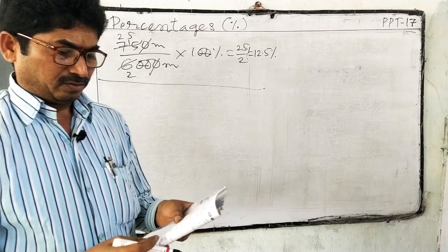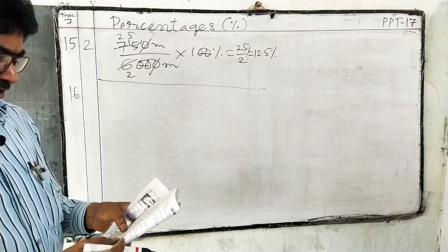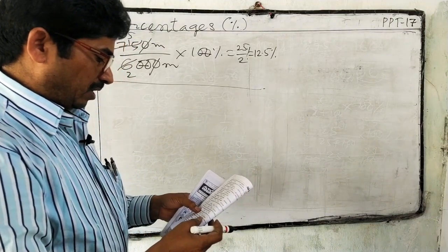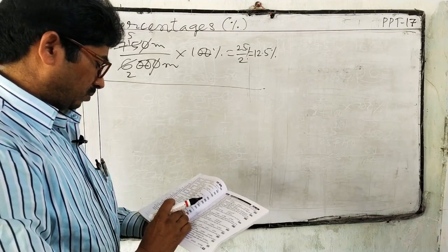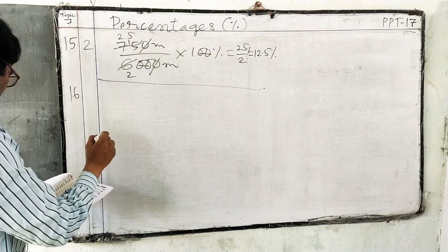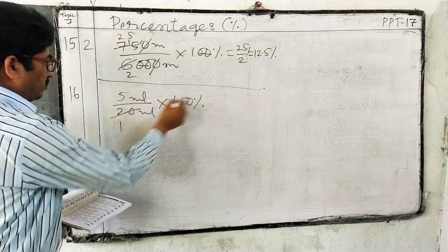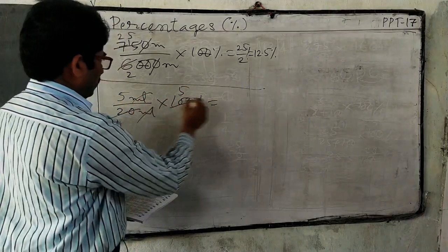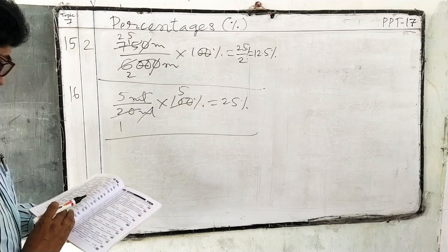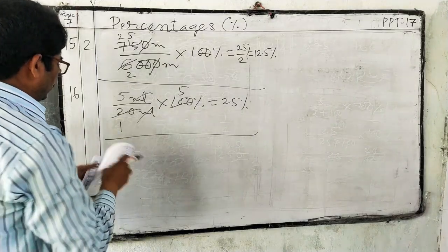16. Cheese is available at 160 rupees per kg. If its price goes down by 10%, find the percentage of milk in a cup of tea. 5 milliliters out of 20 milliliters, 5 by 20 in percentage, 25 percentage. Sorry, this is not the 16th.